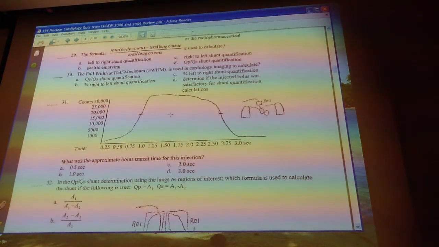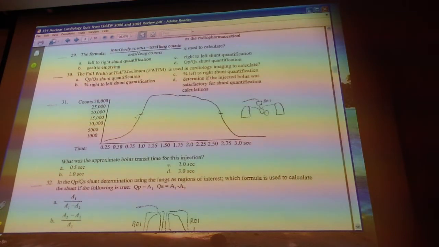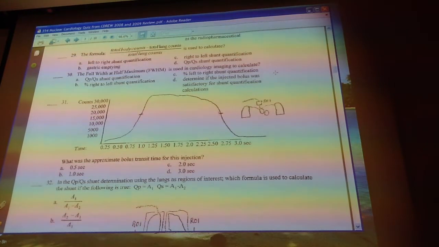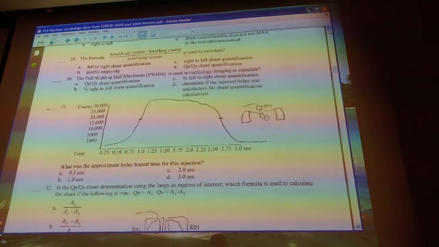So on this thing here, 30,000. Okay, so we have one at about 0.75 and 2.75. So what's the approximate bolus injection? 2 seconds. Is that good or bad? Bad. It's a little bit too long, isn't it? It's optimal again? Less than 1. About 1.5 or less. Okay. And then the next one that I have up above here.